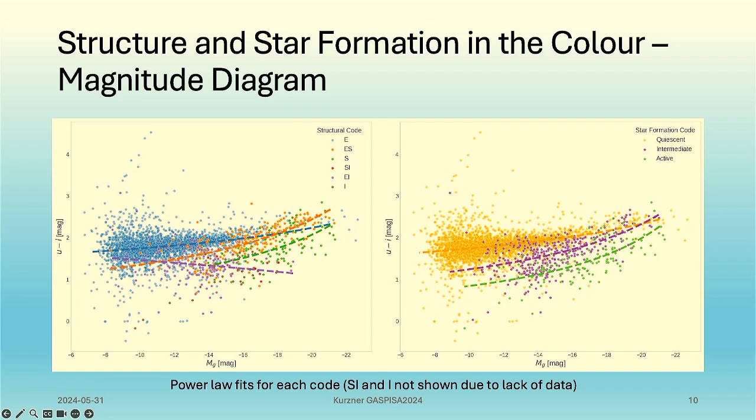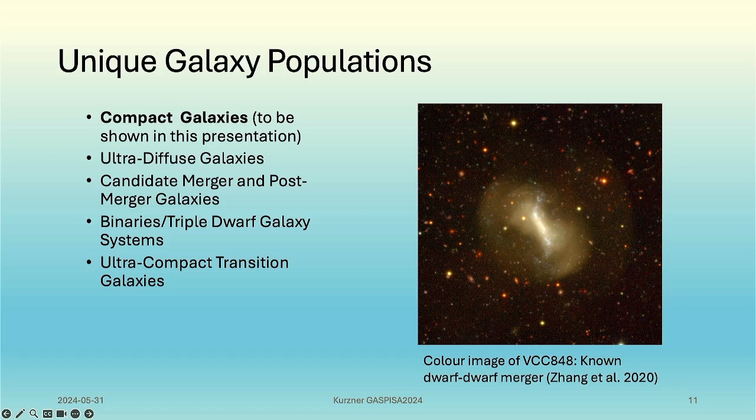Now, in the remaining few minutes, I'm going to talk to you about some other exciting results from the work, where since we have morphologies for all the galaxies in the cluster, we can break out some of these galaxies into interesting subpopulations. I'm just showing an image here of, I guess, a famous case. This is a dwarf-dwarf merger, which we talk about in the work.